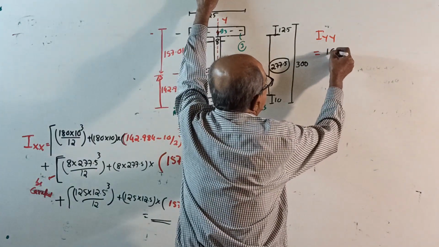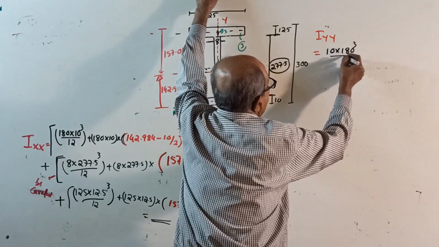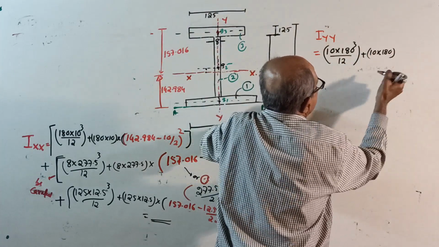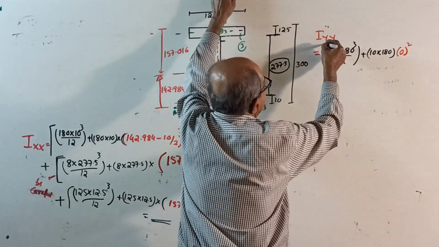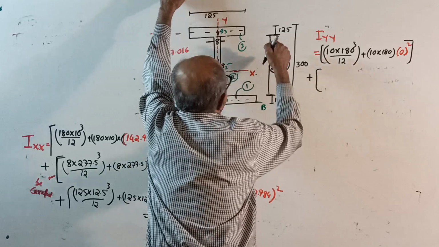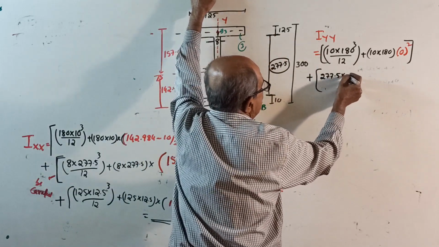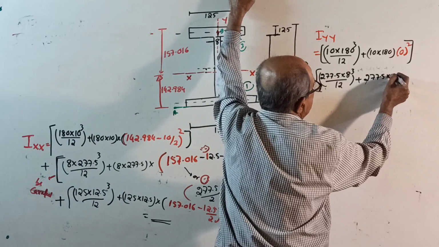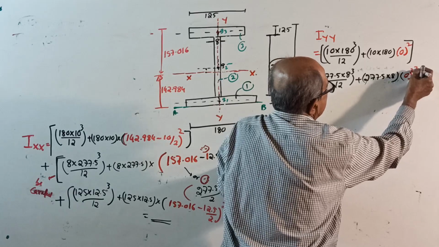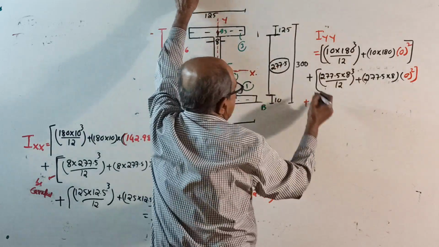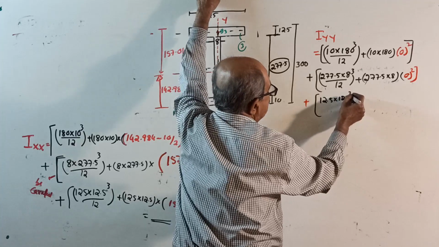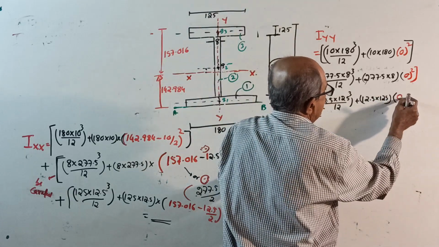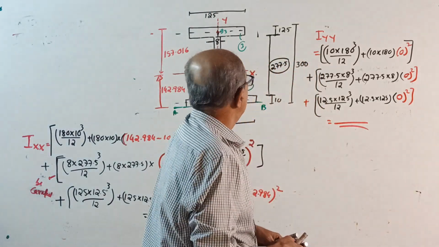Okay, start. 10 into 180 cube by 12. Plus 10 into 180 is the area into 0 square. First one is over. Plus second one: 277.5 into 8 cube by 12, Ig, plus area 277.5 into 8 into once again 0 square, plus last one: 12.5 into 125 cube divided by 12 plus 12.5 into 125 into once again 0 square. Already explained just now. There is a limit for everything. Okay. Get the answer. Over.